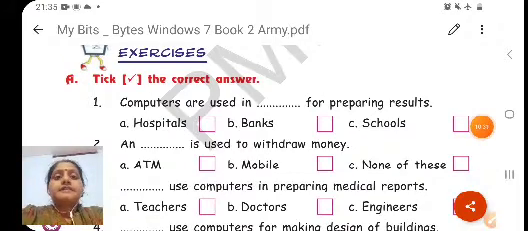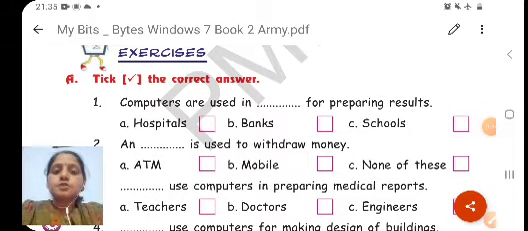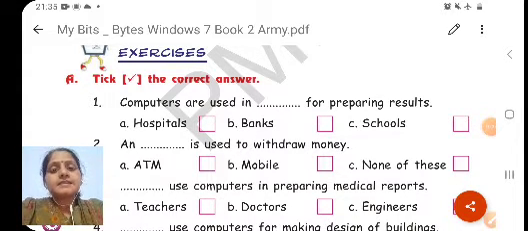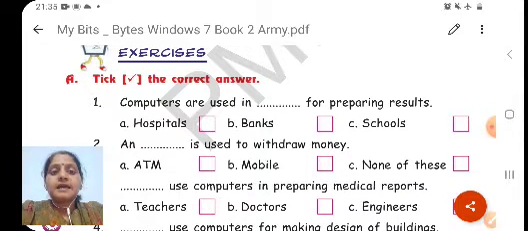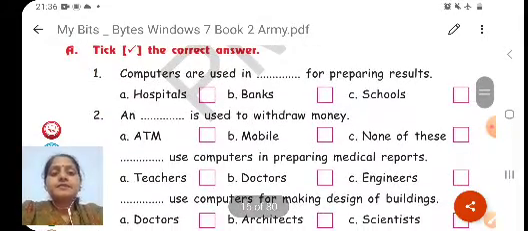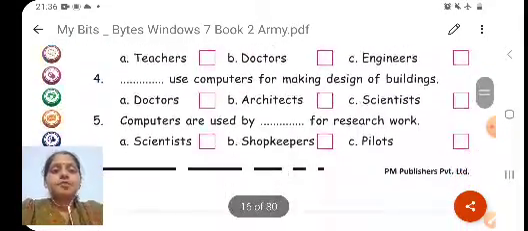Okay. Exercises. So children, let us do the book exercises. First exercise is question number A, tick the correct answer. So children, you have studied the chapter and I hope you all must be able to answer the following questions. Here we have 5 questions.